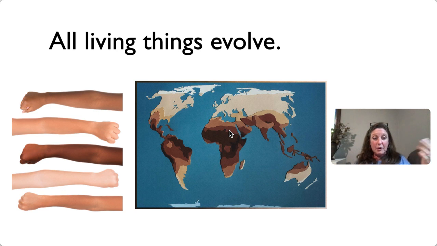Here's another example. If we look at skin color in humans, we can see that it too is an example of evolution. So humans sort of arose from Africa near the equator. And near the equator, we've got lots of sunshine, which is great because we need sunshine in order to make vitamin D, and vitamin D is important for a bunch of other things in the body. So we're living here, everything's great.